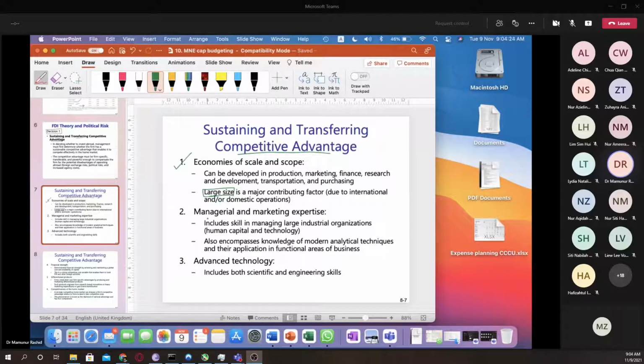Second one is managerial and marketing expertise. So you may have a competitive advantage of managerial and marketing expertise, right? Your marketing team might be very good, like Apple's marketing team. They literally change nothing in a product, then do a very good marketing in order to market the product very well. So you may have a very good marketing team, and that can be your competitive advantage.